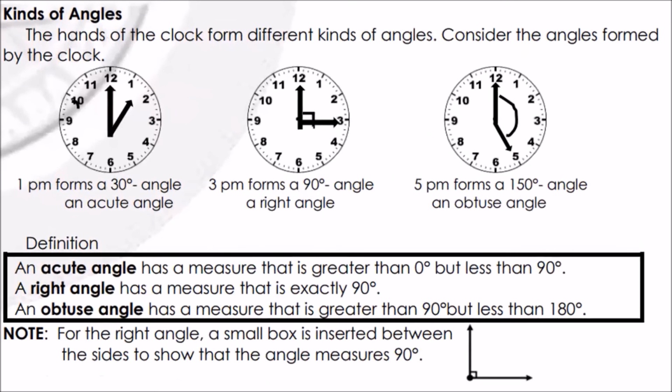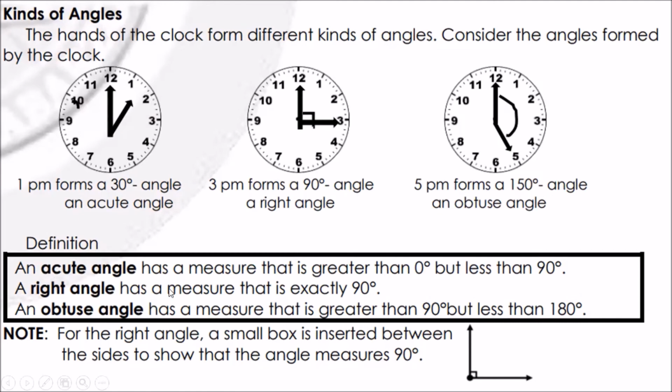We have three kinds of angles. The hands of the clock with different forms of an angle, consider the angles formed. 1 p.m. forms a 30-degree angle. This is a 30-degree angle. Every 5 minutes is equal to a 30-degree angle. And 3 p.m. is a 90-degree right angle. Then 5 p.m. is equal to 150 because 5 times 30 is 150.